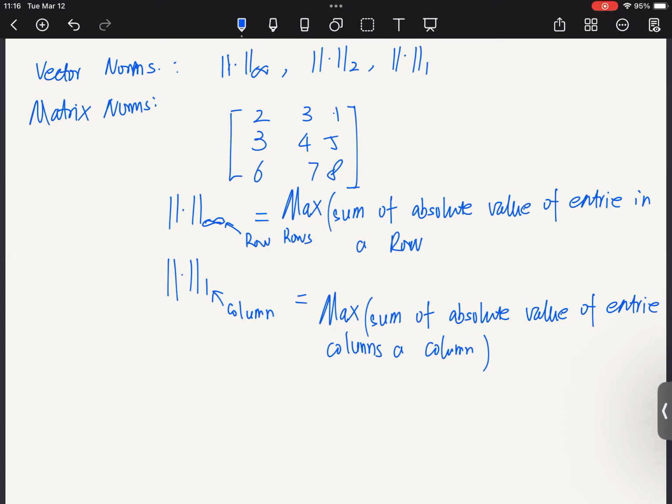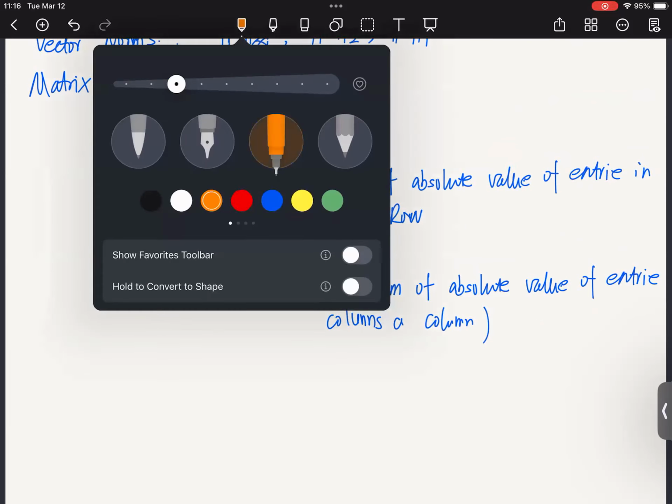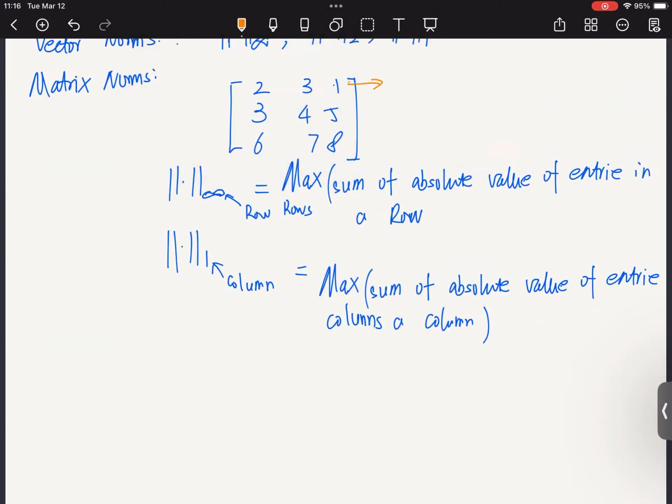Let's see. For this infinity norm, you take the sum of the absolute values for each row. The first row is 2 plus 3 plus 1, which is 6. Remember these are positive entries, but if there are negative entries, you need to take the absolute value. Let's say this is -1, then we add 2 plus 3 plus the absolute value of -1, and it should be the same, 6.